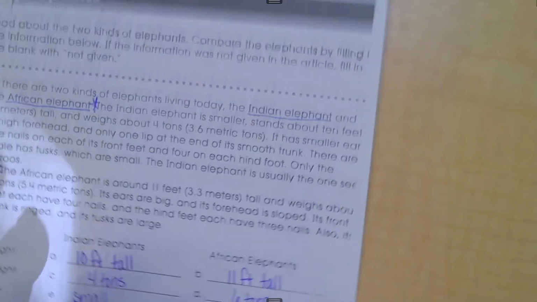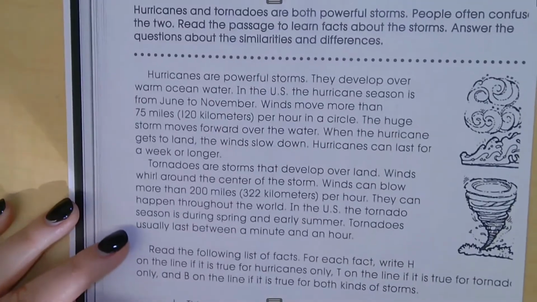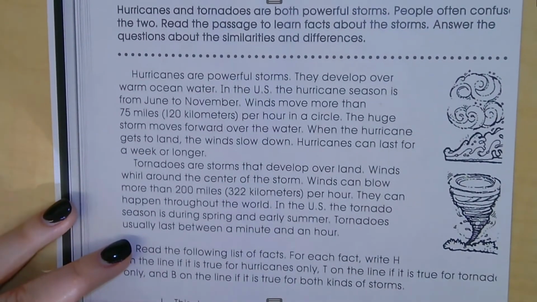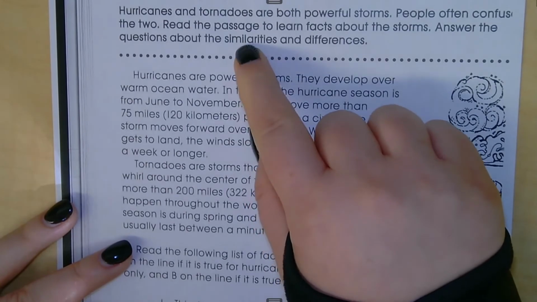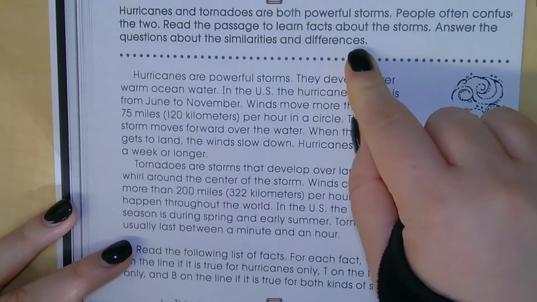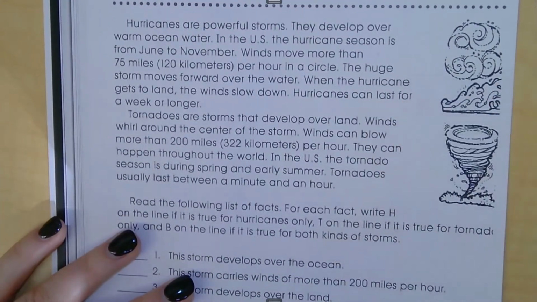All right, we're going to do one more practice together. Hurricanes and tornadoes are both powerful storms. People often confuse the two. Read the passage to learn facts about the storms. Answer the questions about the similarities and differences. Okay? Similarities we find when we're comparing. Differences we find when we're contrasting. So let's read.